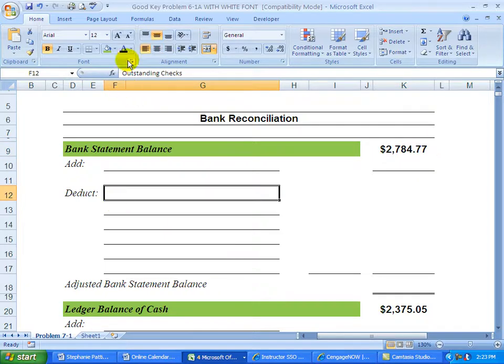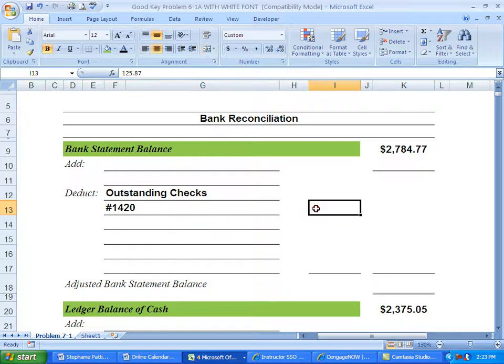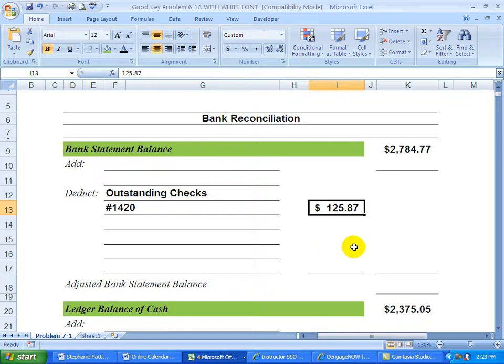So we're going to show outstanding checks. We're going to write the check number, which was 1420, and the amount of that check that we wrote that hasn't cleared the bank yet, $125.87. So it was outstanding last month and it's still outstanding. So someone's forgotten about it or lost it.